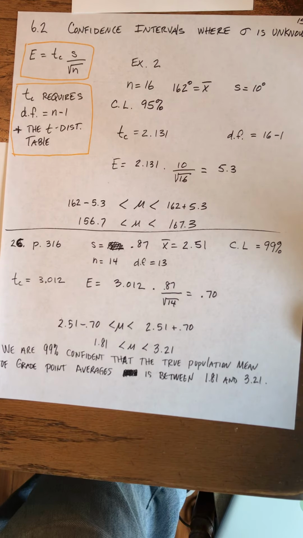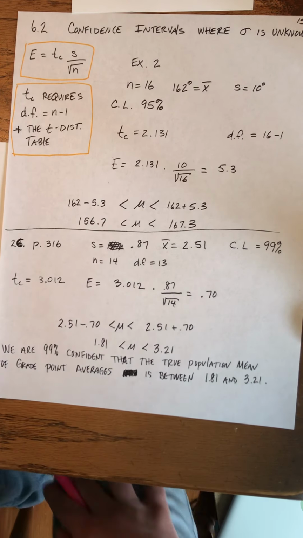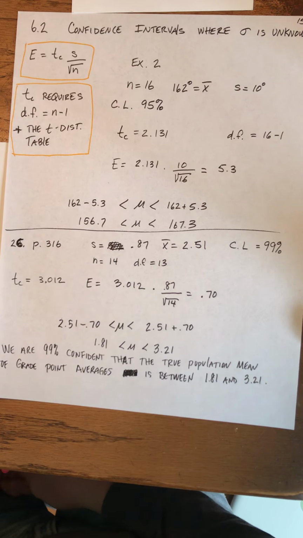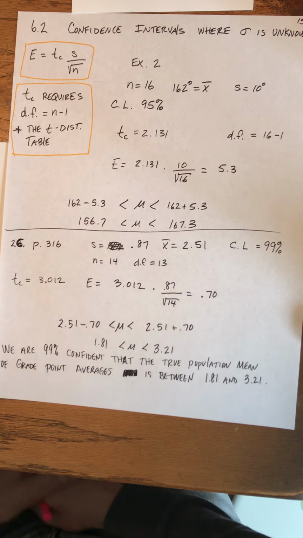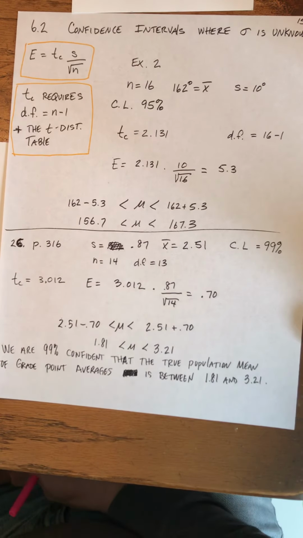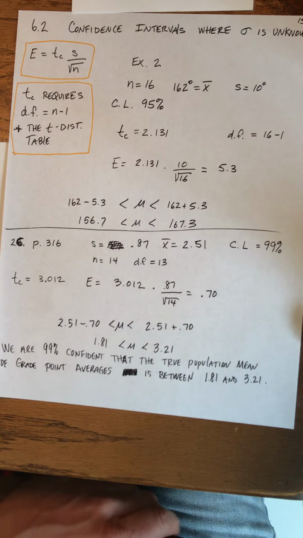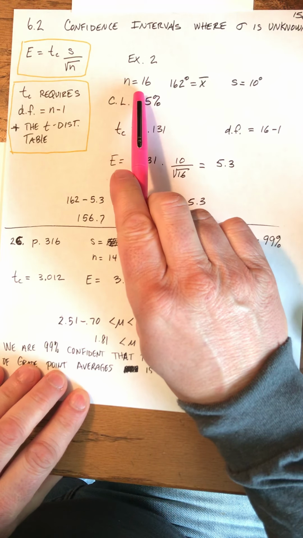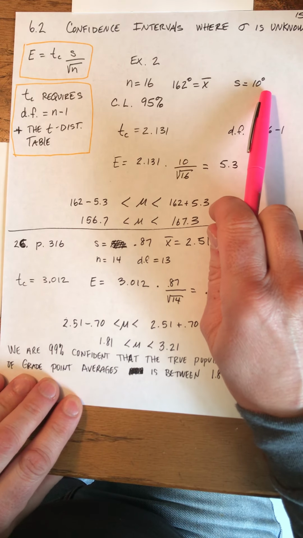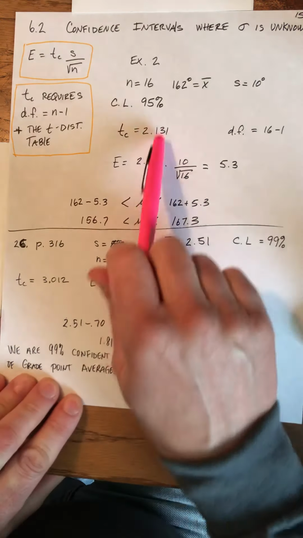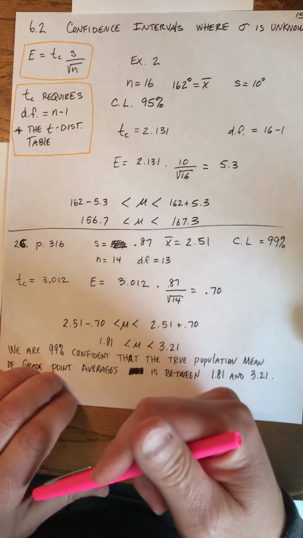So let's just start with example number 2. Example number 2 talks about coffee shops and how hot coffee is. They took a sample of 16 coffee shops, and they took the temperature of their coffees, and they found that the average coffee was 162 degrees. N was 16 because they sampled 16 cups of coffee, and they had a standard deviation of 10 degrees. They're telling us in that problem that they want a confidence level of 95%.